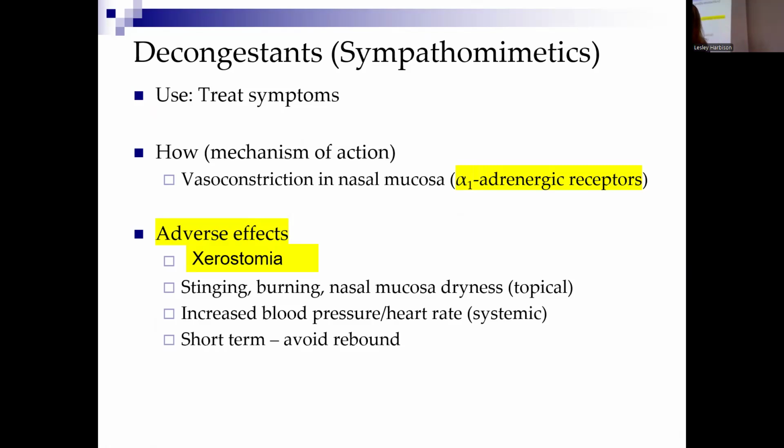Okay. And there can be a little bit of a rebound effect, which means it might work really well for a little bit, but if you use it too much, too frequently, it might stop working as well. So it's for short-term use for any of those. And hopefully if you're using it for cold symptoms, you would just use it short term.